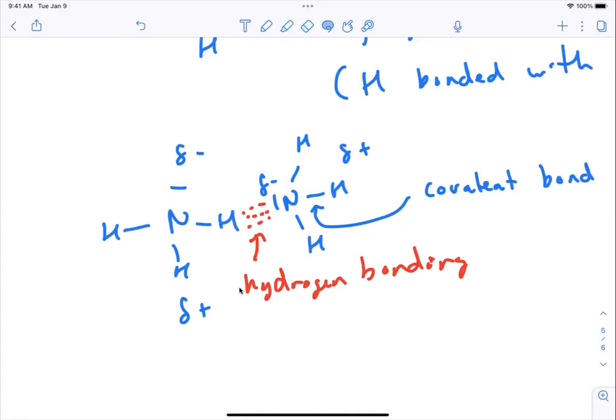Because I've seen before they'll say draw the interaction between two ammonia molecules, and label where hydrogen bonding occurs and label where a covalent bond is occurring. I've seen that question before. Yes, correct. Yes, CH4 to CH4. Okay, questions.